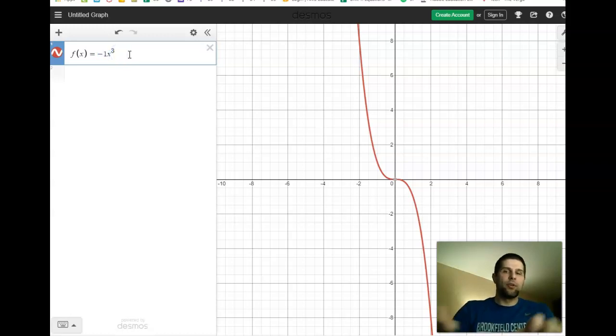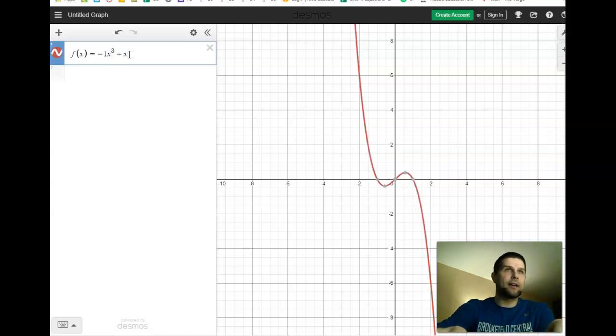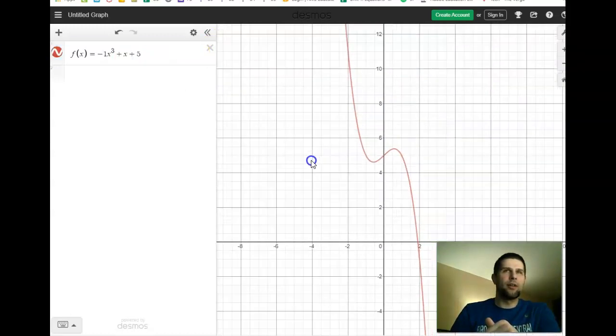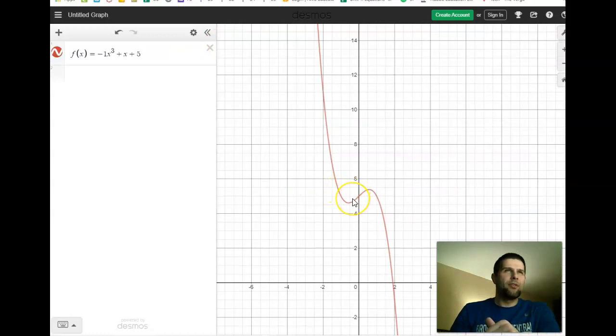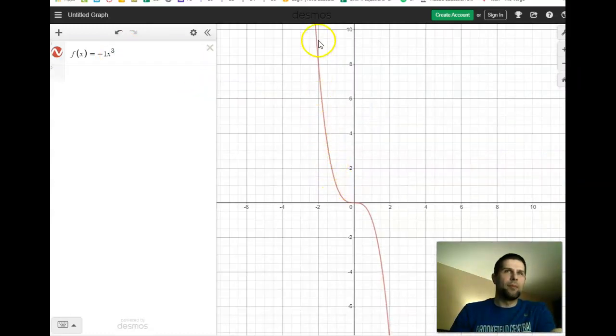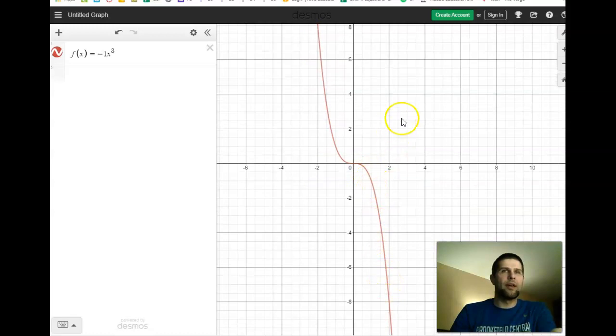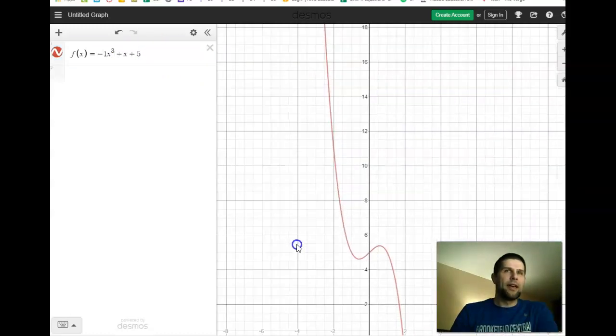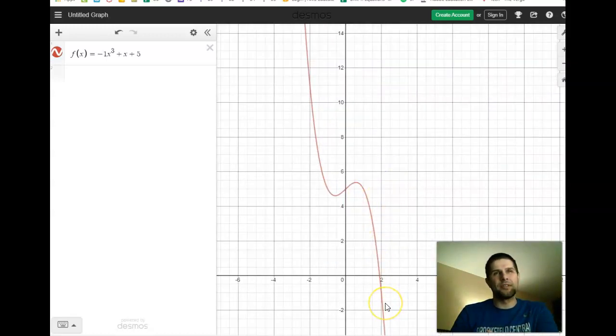If I add more stuff here, if I say plus x, plus 5, it's going to switch around my graph. You can see my graph is switched around here, but the end behavior never changes. The end behavior, if I took this off again, is still going up and to the left and going down and to the right, and that's my end behavior, right? That never changes. If I add in some more terms here, the end behavior is still the exact same thing. It's going up and to the left, and it's going down and to the right.